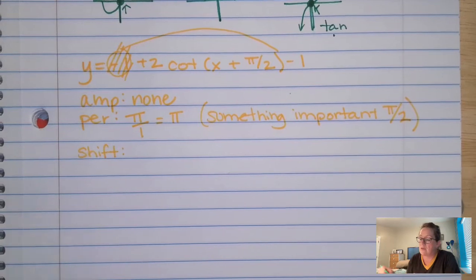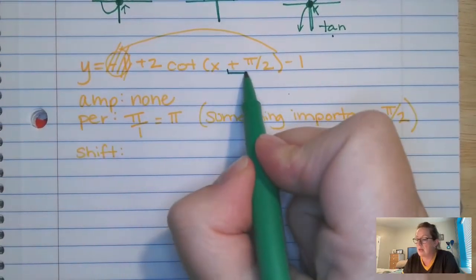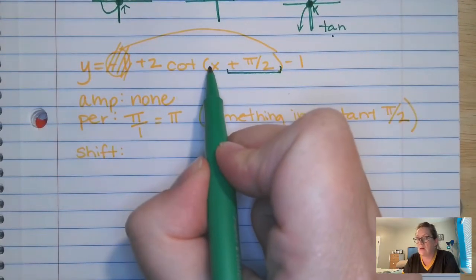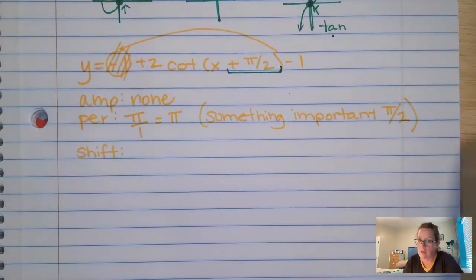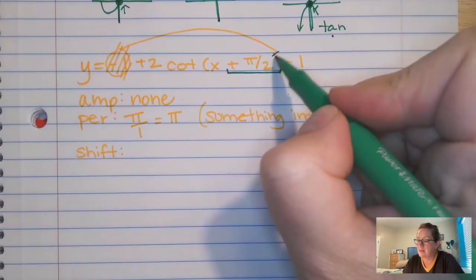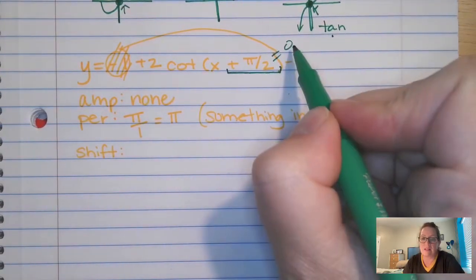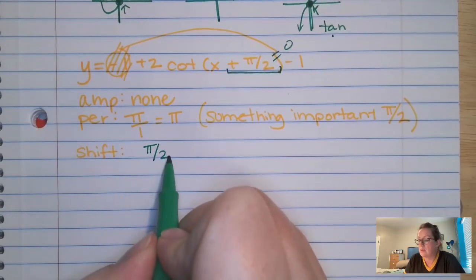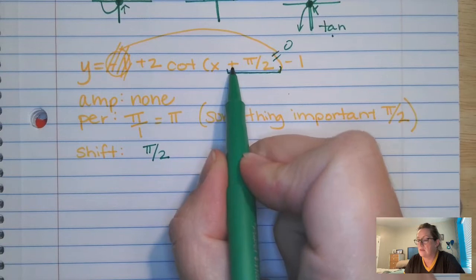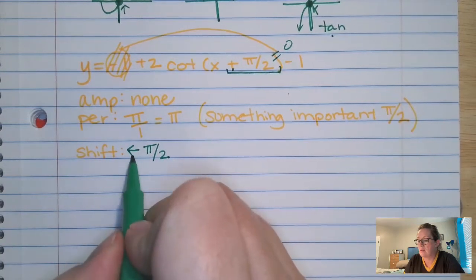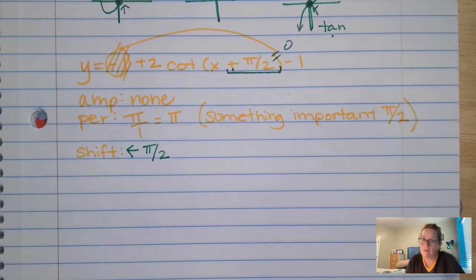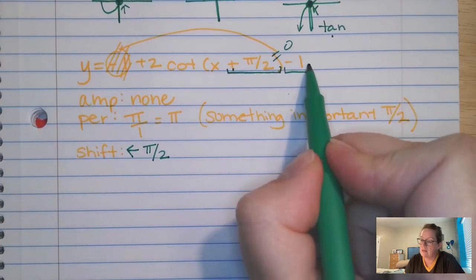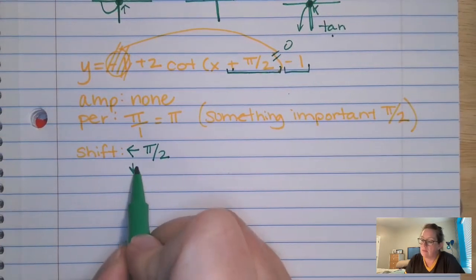So we have 2 we don't care about. This guy we care about. This is a 1, so we don't really have to set it equal to 0 and do all that if we don't want to, because setting this thing equal to 0 is easy enough, moving it over. So we're going to get pi over 2. It's a positive, so that means we're really going to go left pi over 2. And what's this -1 mean? Down 1.